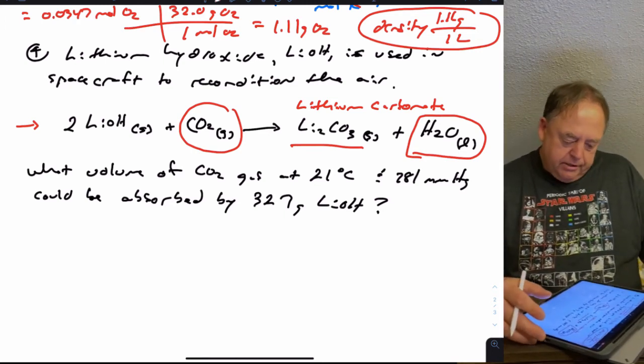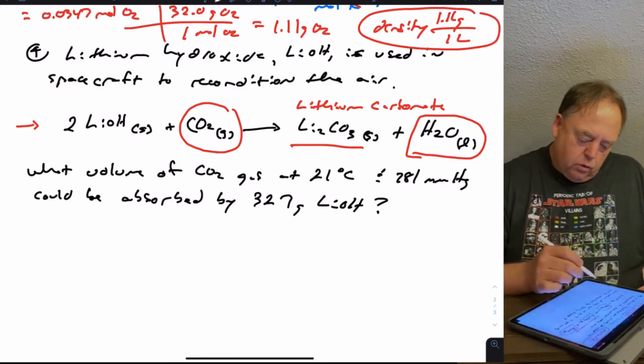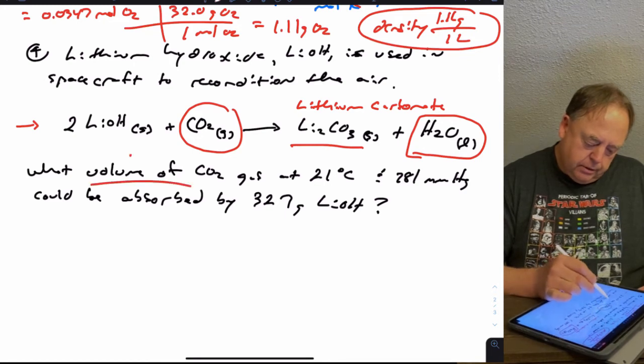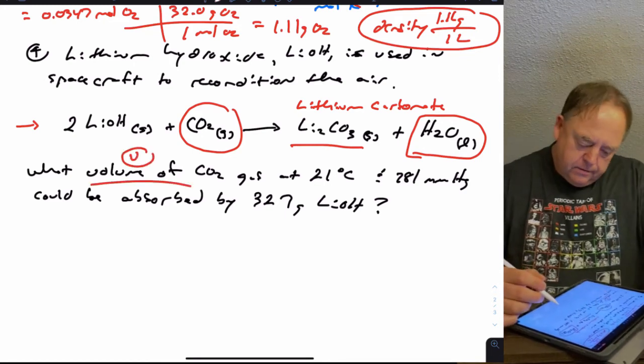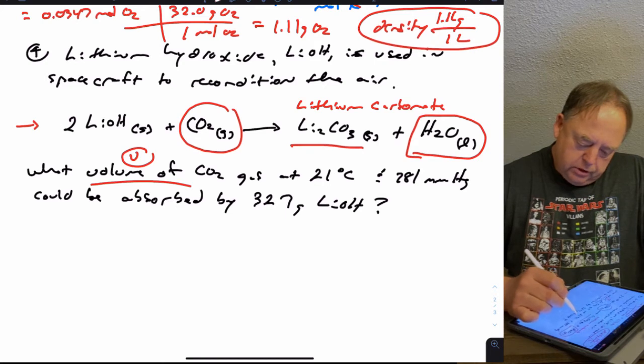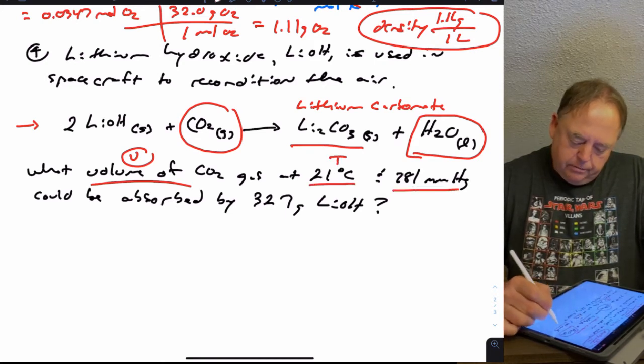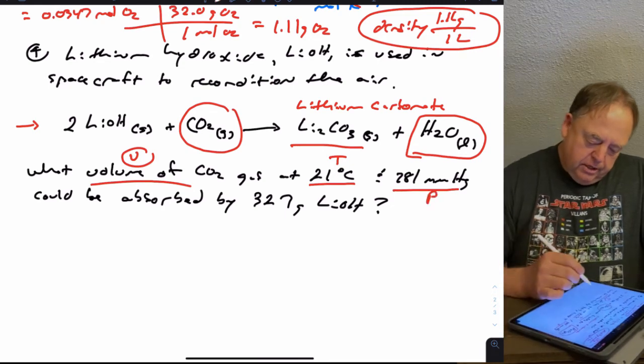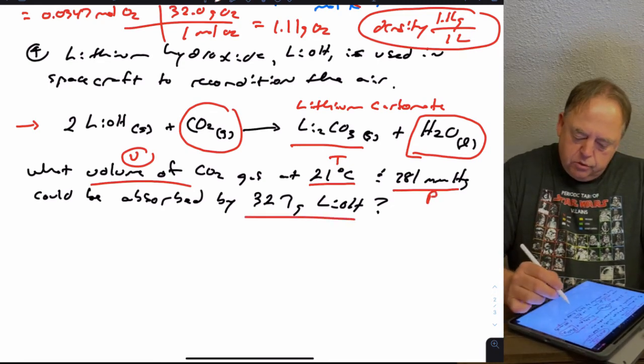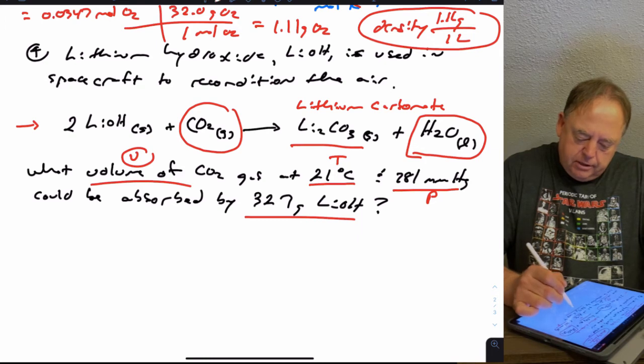Okay, so this is a reaction that's used in space. So the question asks, what volume of CO2? That's basically what we want to solve for. At 21 degrees Celsius, so we're given a temperature, and 781 millimeters of mercury, so we're given a pressure, could be absorbed by 327 grams of lithium hydroxide. So if we have grams, we can always convert to moles.